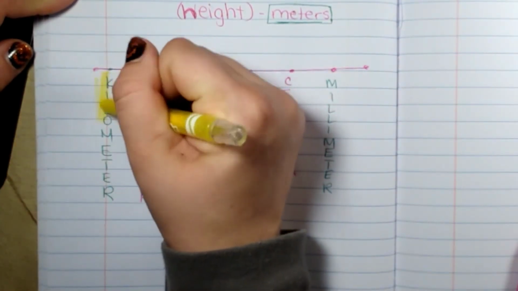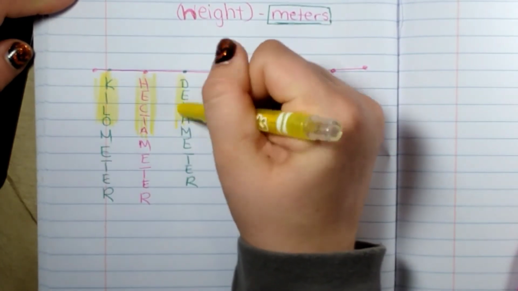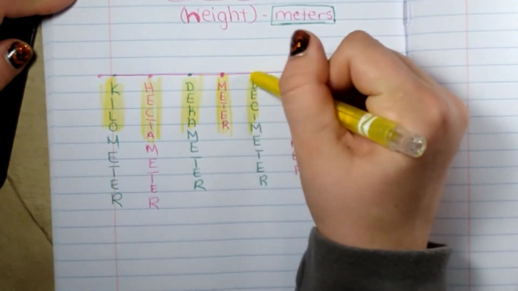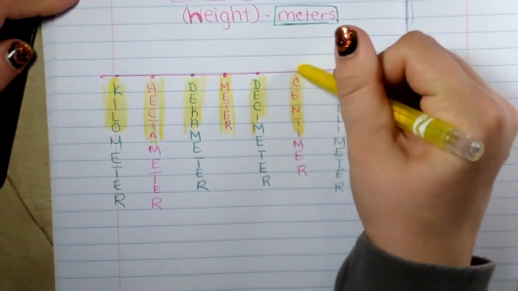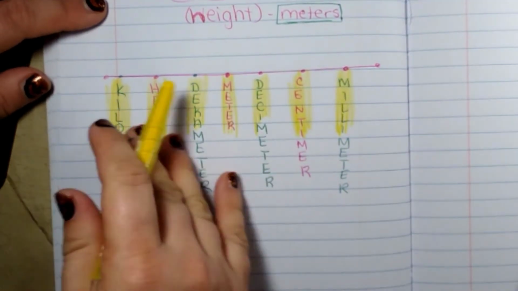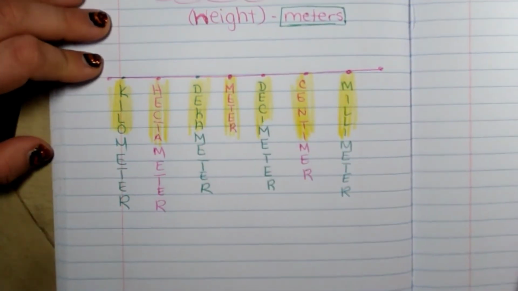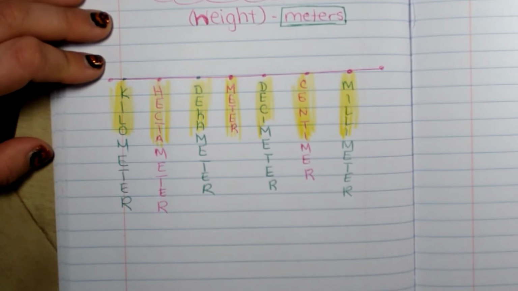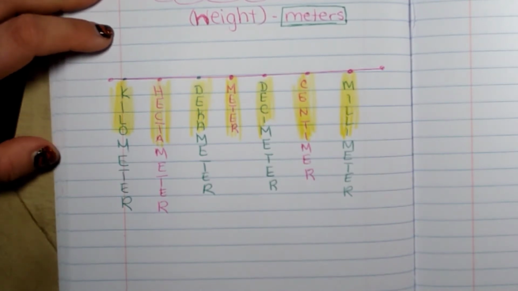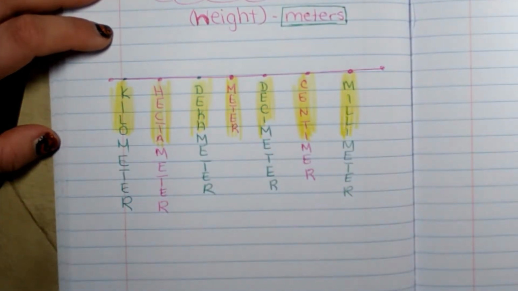I'm going to color right here the prefixes that actually carry over, except for meter. These prefixes will carry over to the other notes. Mass, which is like weight or height or capacity, they all use the same prefixes, okay?